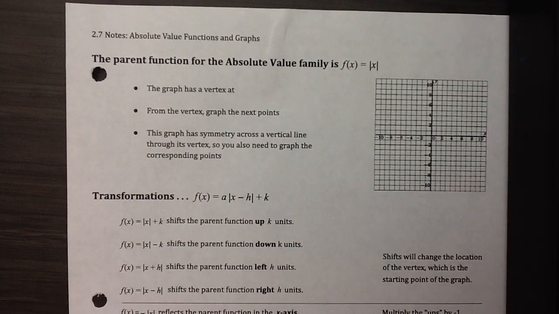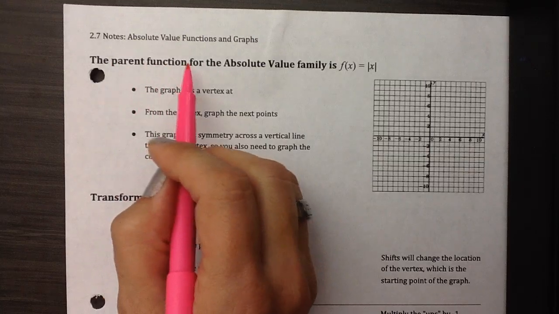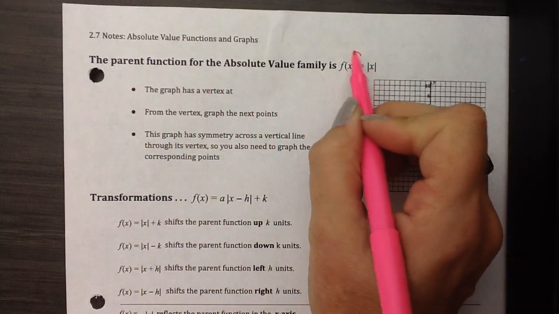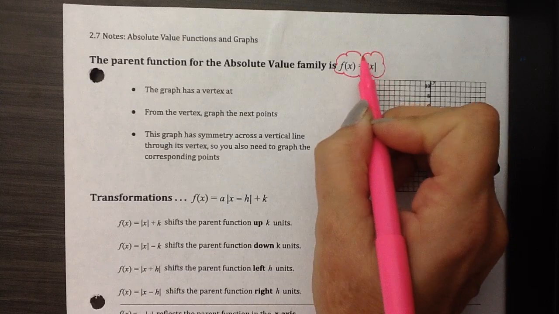Section 2.7 is going to have a handout for you to take notes on, so make sure you have that handy. And we're going to talk about absolute value functions and what their graphs look like. So we're going to talk about the parent function for the absolute value family, and that's this little guy.